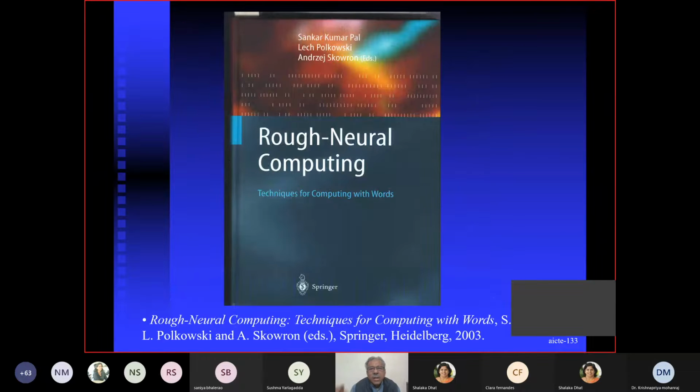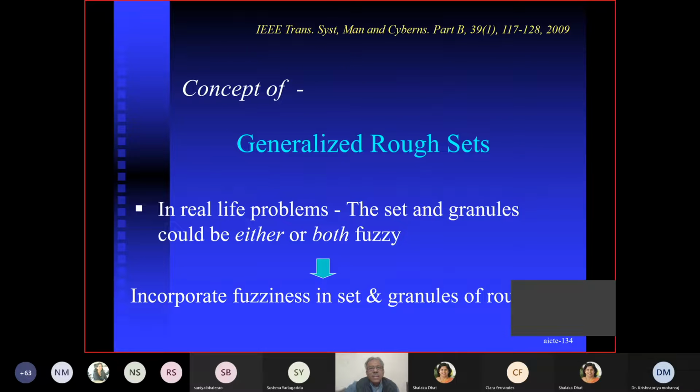So this was our rough neural computing book from the same publisher, which we worked on with our group from Poland. That was in 2003. We call it Computing with Words. This is a highly cited book.